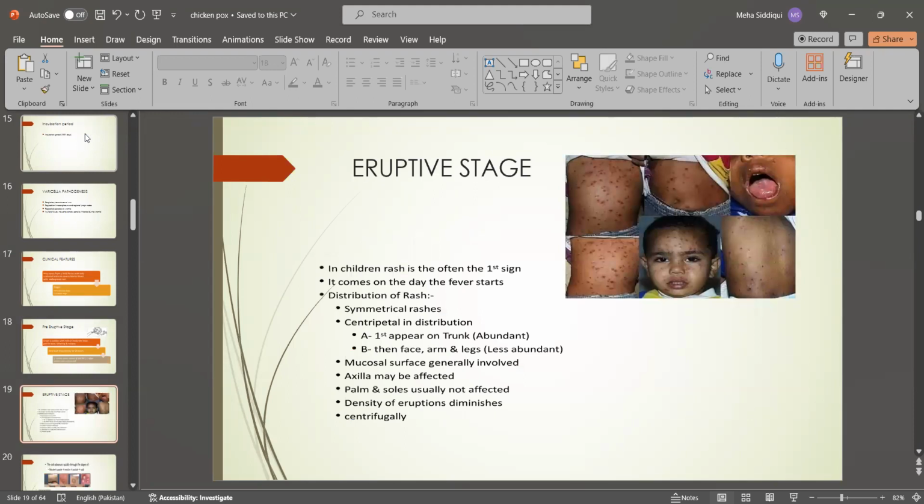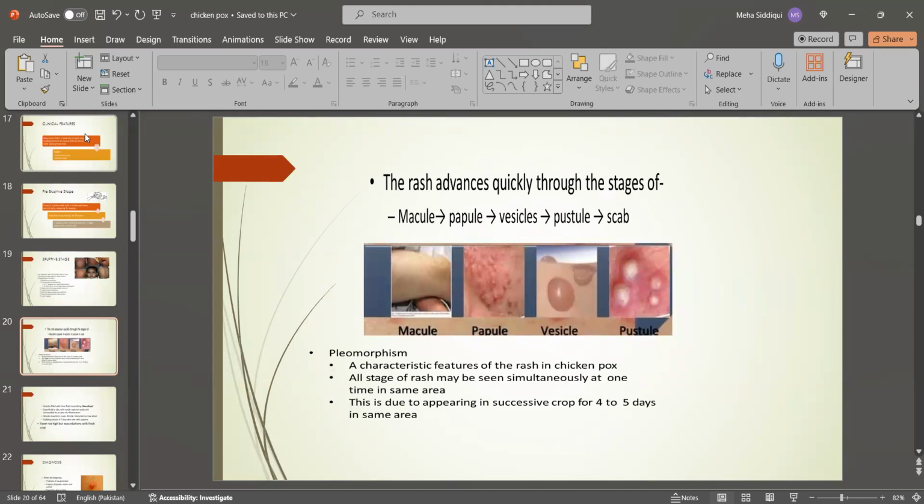Eruptive stage: in children, rash is often the first sign. It comes on the day the fever starts. Distribution of rash is symmetrical and centripetal. That is, it first appears on the trunk and then moves to the periphery, like face, arms, and legs. Mucosal surface is generally involved. Axilla may be affected. Palm and sole are usually not affected. Density of eruption diminishes centrifugally. The rash advances quickly through stages: first the formation of macule, then papule, then vesicles, then pustules, and later there is scab formation.